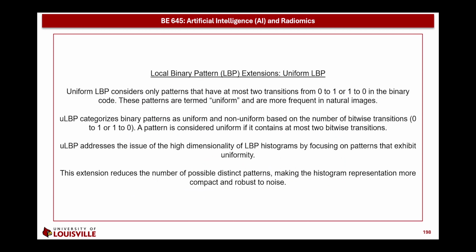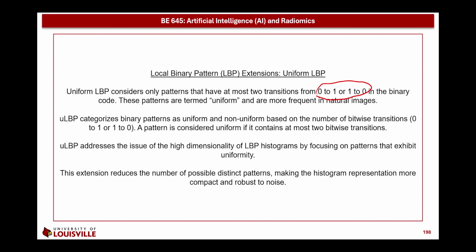There are different variations and extensions for the local binary pattern. One of them is the uniform local binary pattern. Uniform LBP or ULBP considers only the patterns that have at most two transitions from 0 to 1 or 1 to 0 in the binary code. So the ULBP will categorize the binary patterns as uniform or non-uniform based on the number of bitwise transitions, as mentioned, 0 to 1 or 1 to 0.